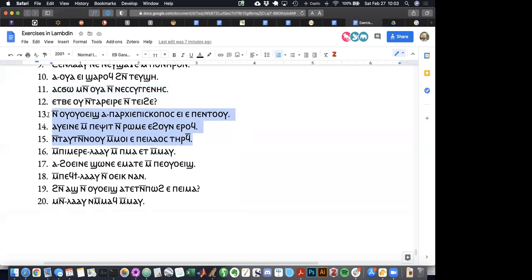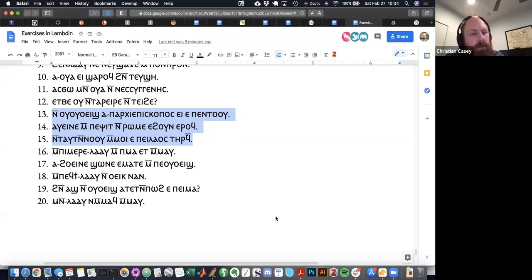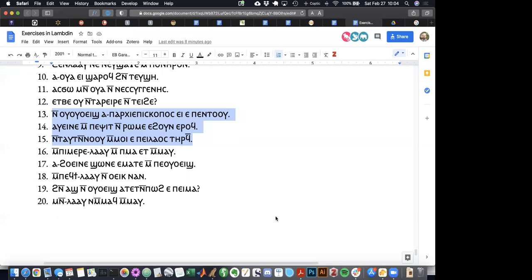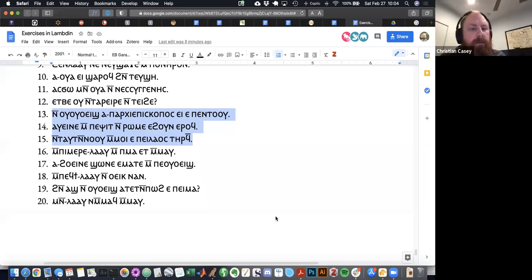Then 13 en uvovoish aparchiepiscopos epento. Once an archbishop came to his monastery. Not his. And oh, hold on. Our monastery. Yeah, that's it. Again, good use of the word woish. Inu woish: at one time.